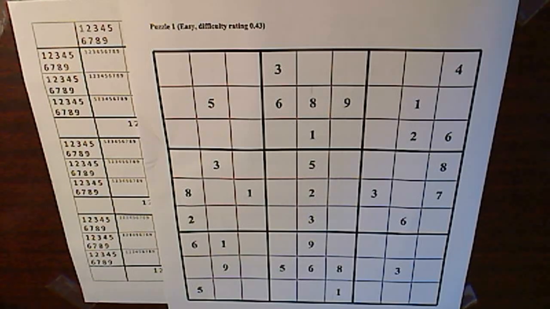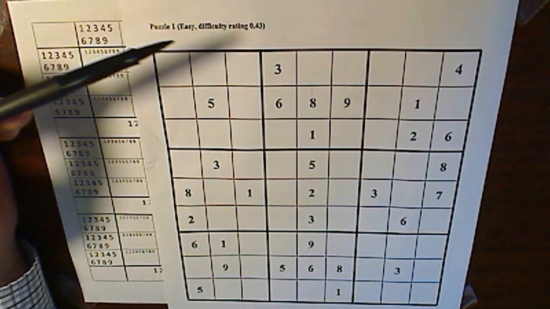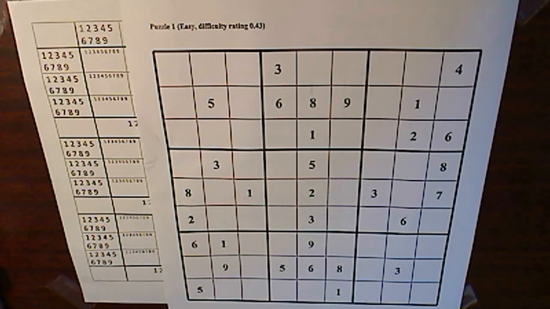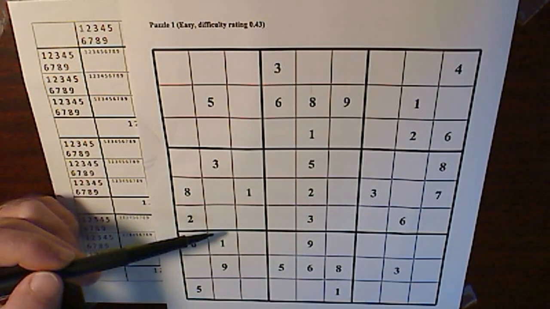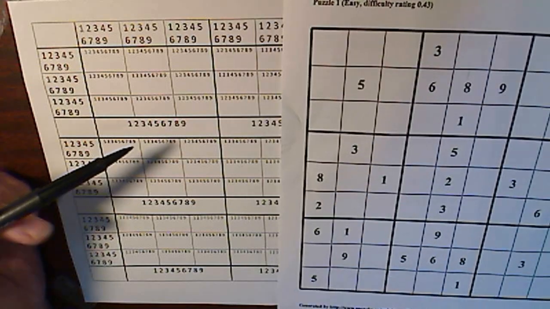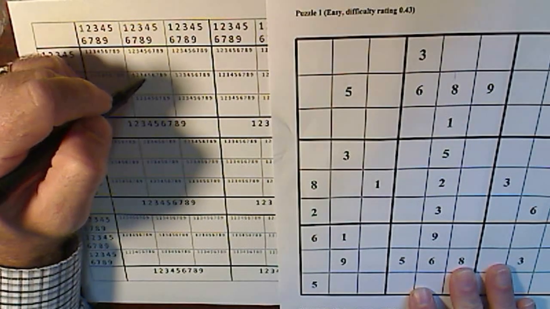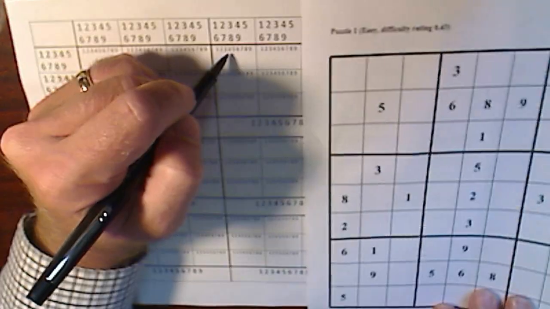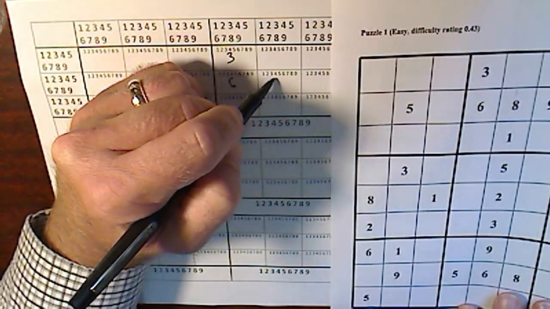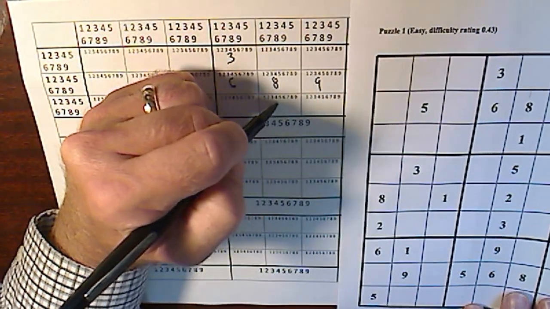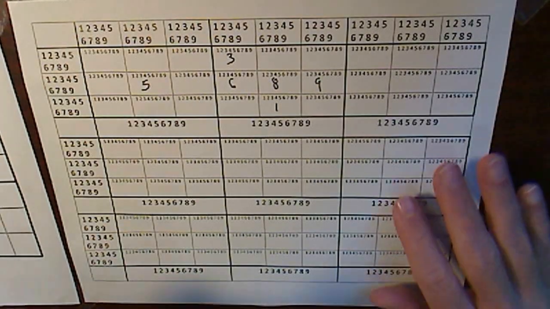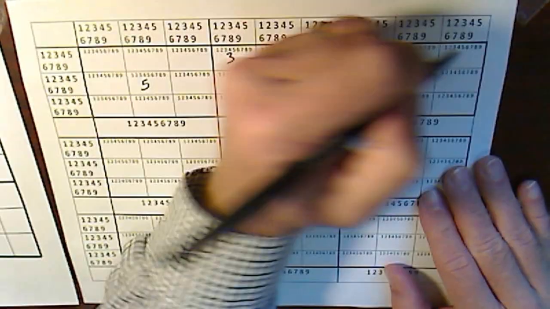All right, I'm now going to apply my worksheet method to a sample easy Sudoku puzzle. This is one with a difficulty rating of 0.43 that I just generated off of the internet. The first step is to write the given numbers from the puzzle onto the worksheet, so I'll start doing that now. 5 here, 3, 6, 8, 9, and 1 here. Now I'll do the rest.